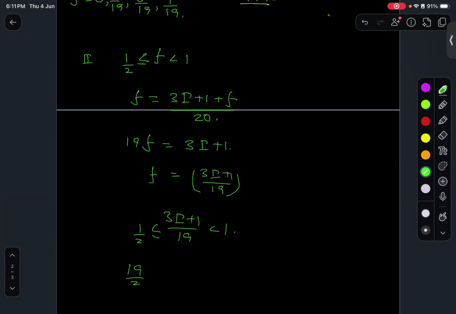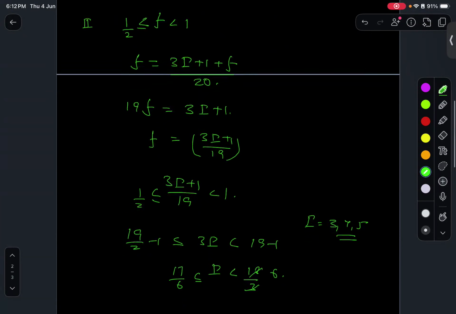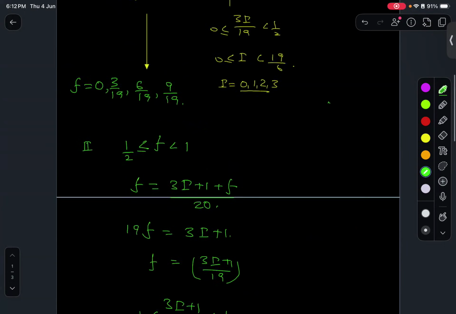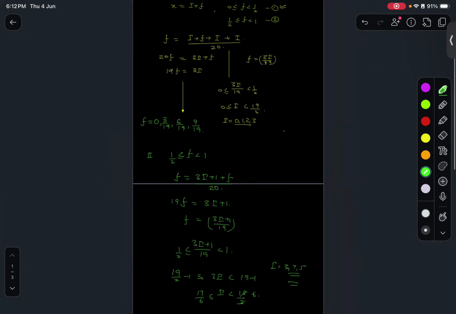19 by 2 minus 1, 3I, 19 minus 1. Okay. So this I is 17 by 6 to 18 by 3. That's 6 only. So the value of I can be 3, 4, and 5. Three values again. You have to put three values again. So from 3 here and from 0 to 3, 4 here, right? 7 different values you are getting from this.